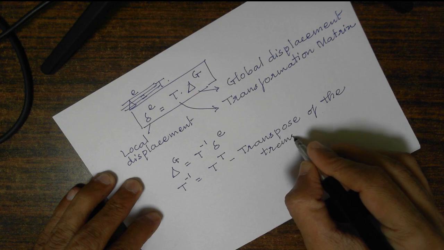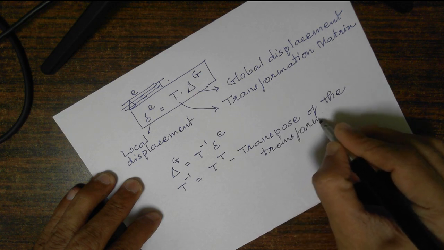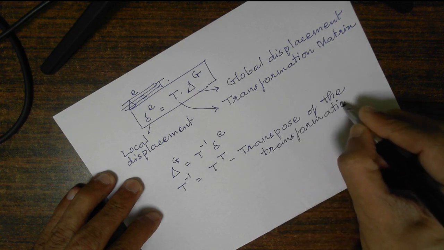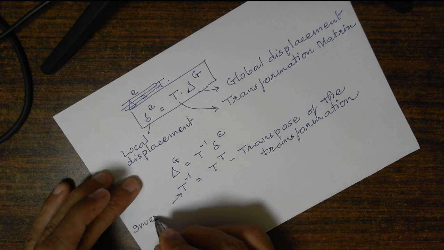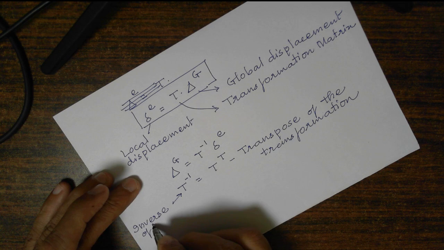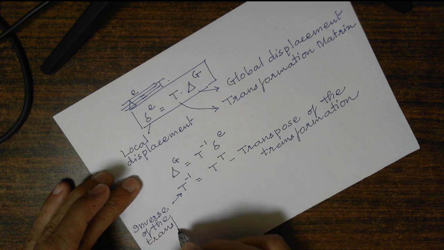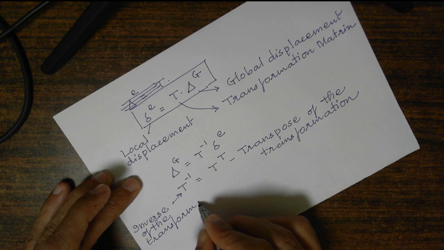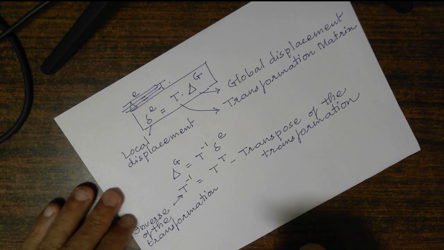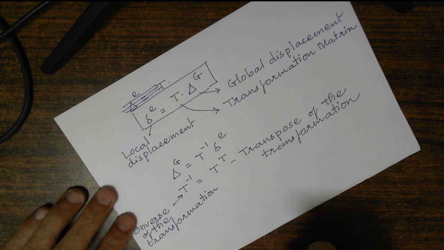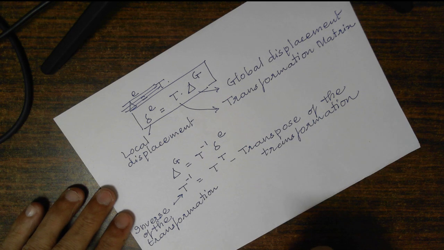Tongue twister. Transpose of the transformation matrix. Inverse of the transformation matrix. Inverse is equal to transpose. Inverse of the transformation matrix is transpose of the transformation matrix. This is the beautiful property in matrix method. So we don't need to calculate actually the inverse. Inverse calculation process takes time. But for transpose, the only thing we need is to convert rows into columns and naturally columns into rows.